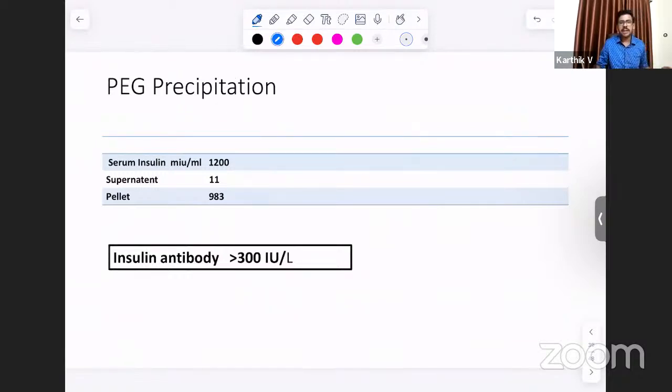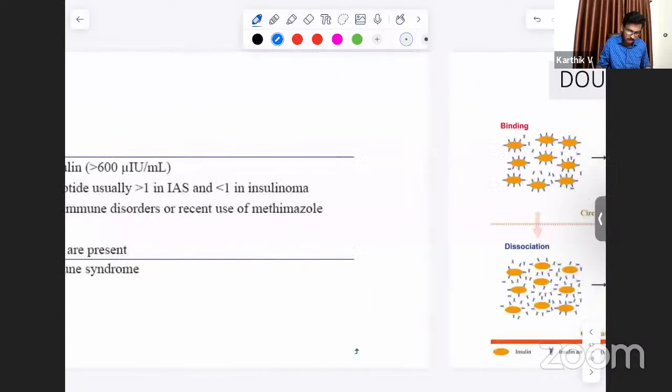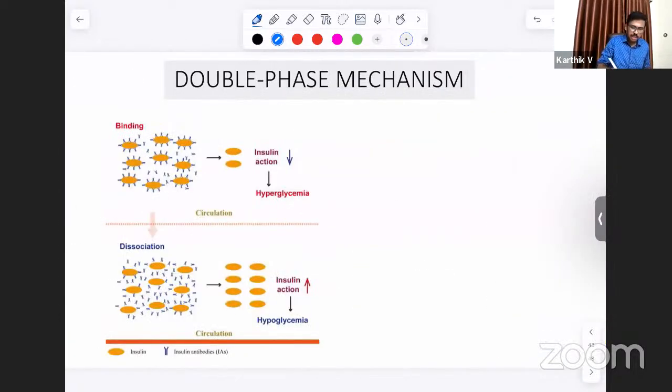So in Hirata, what is happening is that, I'll show you. The classical abnormality is the anti-insulin antibody. The patient develops anti-insulin antibody. But you may think that if the patient is having anti-insulin antibody, the patient should develop hyperglycemia, not hypoglycemia, right? But this anti-insulin antibody has got two peculiarities.